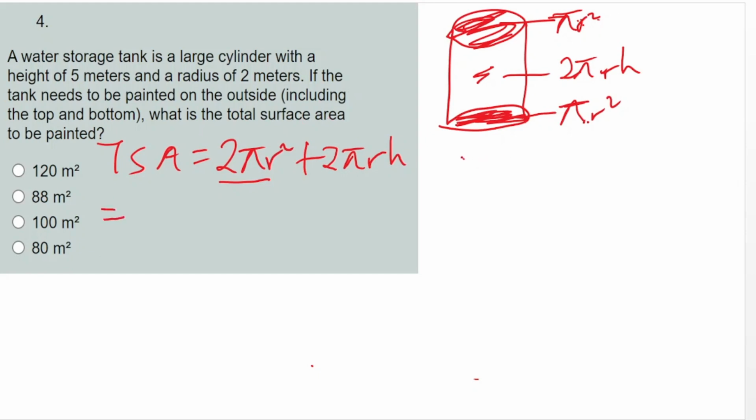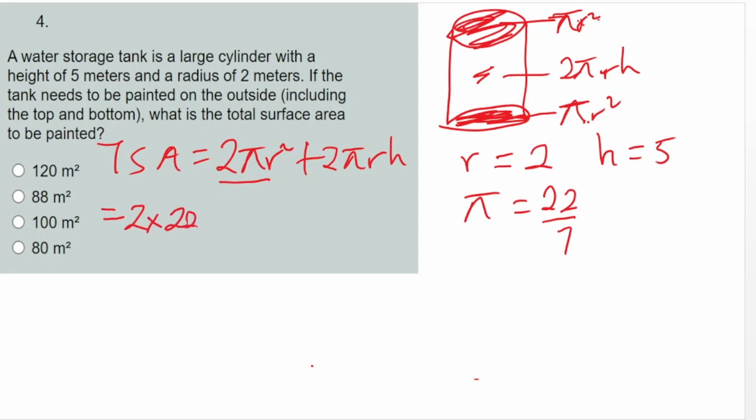So next, what is our radius? Our radius is 2 and the height is 5. Then for pi, you can use 3.14, or you use 22/7. Whichever one you use, you still get your answer. So let's use 22/7, which is common for pi. So that's going to be 2 times 22/7 times r, that is 2 squared, plus 2 times 22/7 times radius 2 times 5. Multiply out the answers.